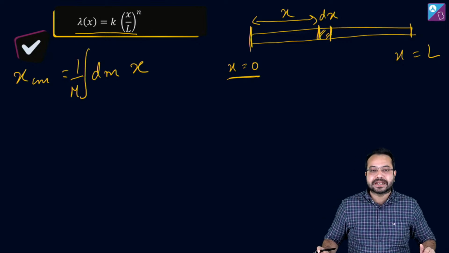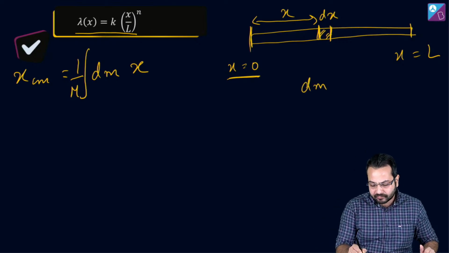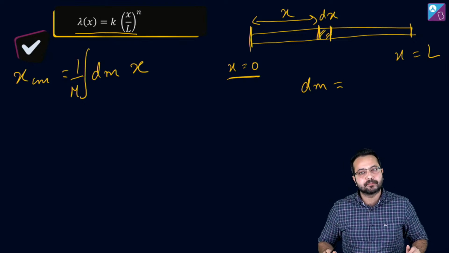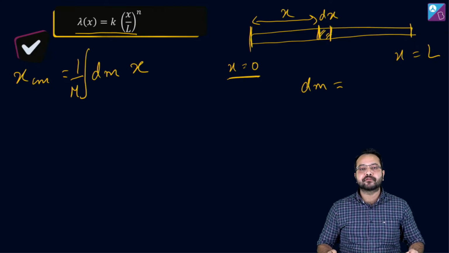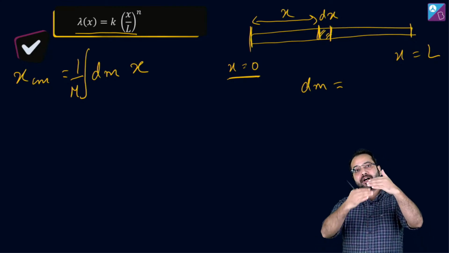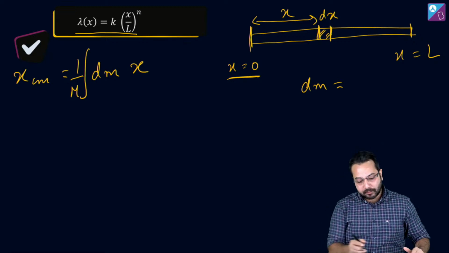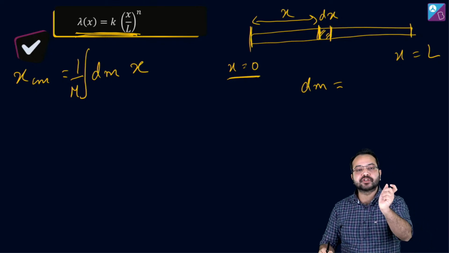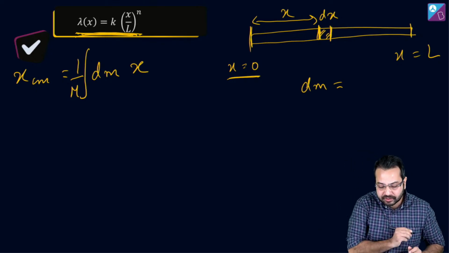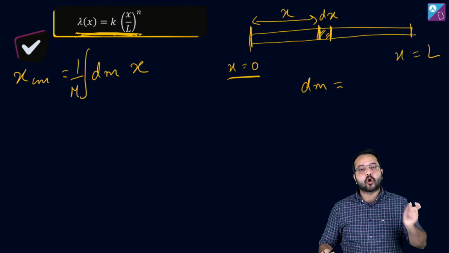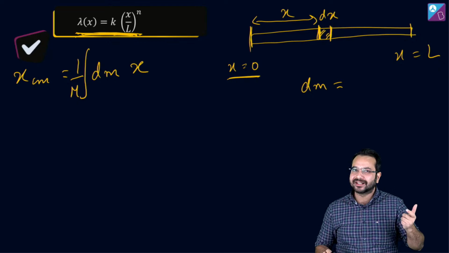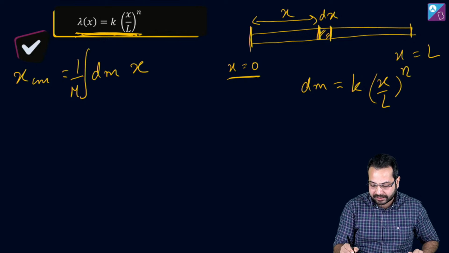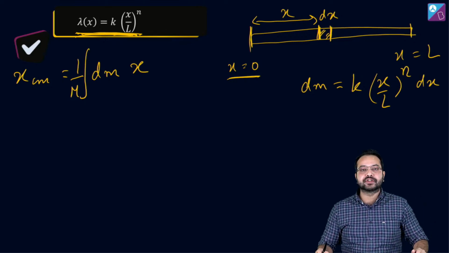First of all, we need to find out dm. Okay, what is dm? So dm is going to be the mass per unit length multiplied by the length. Simple unitary method. We have to find the mass of this small part, so we will do mass per unit length into the length. Now mass per unit length is already given to me. For this position, where is the position? The position is at x. So for this position, the mass per unit length is given to me like this. So all I have to do is multiply it by the length. And what is the length? The length is dx. So this is going to become k into (x by L) to the power n multiplied by dx. Alright, so this is dm.